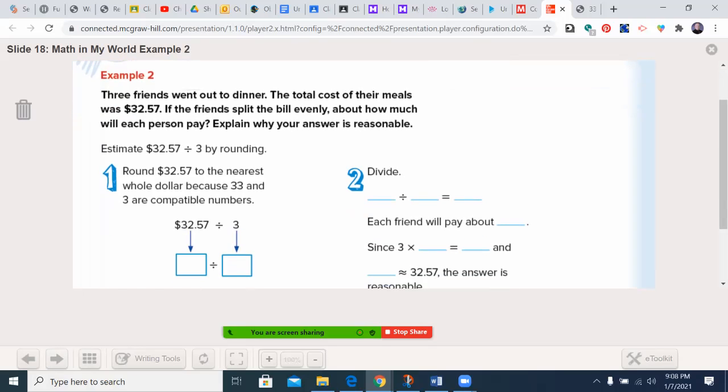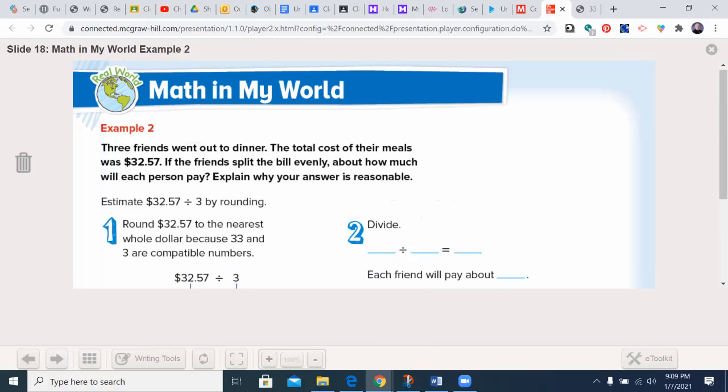3 friends went out to dinner. The total cost of their meals was $32.57. If the friends split the bill evenly, about how much will each person pay? Explain why your answer is reasonable.